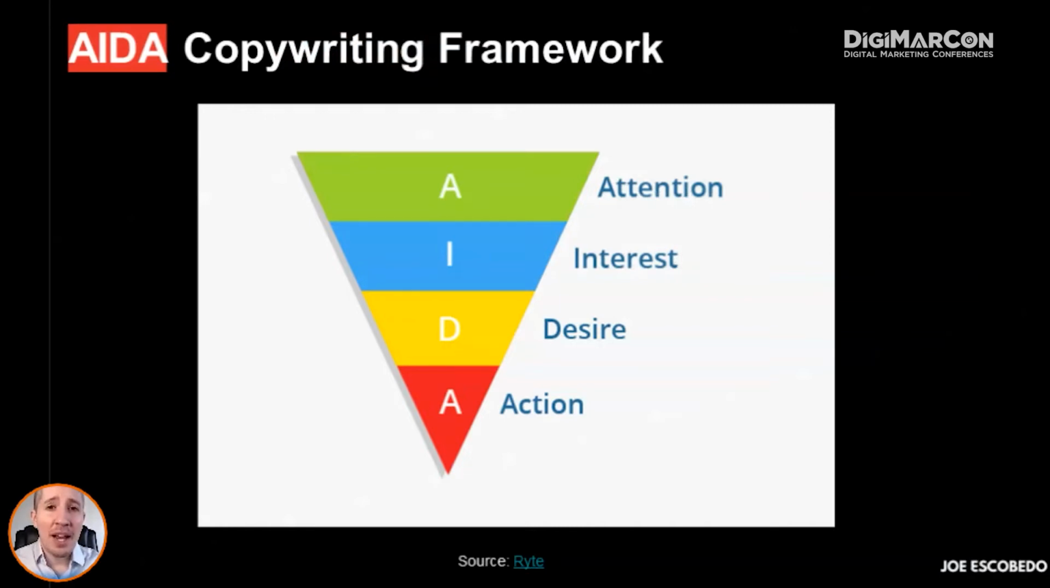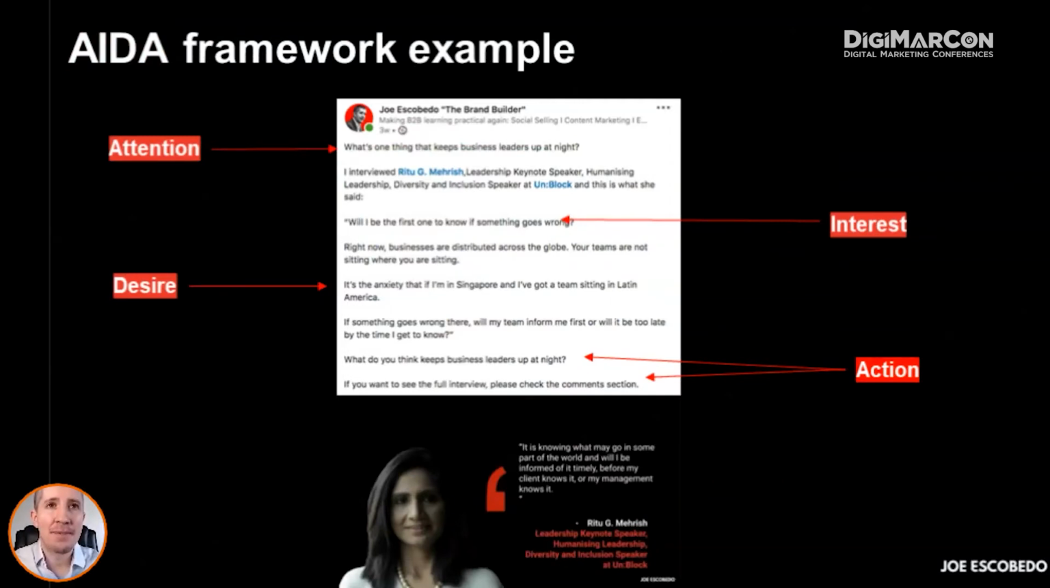So there's a couple different ways in which to create valuable content. And I'm not going to go through all of these in super detail, but this is a framework that's been used in copywriting. And you can use it in your social media posts too. It's AIDA: attention, interest, desire, and action. So this is a template you could use when you're crafting your own social media post. We try to use this in ours as well.